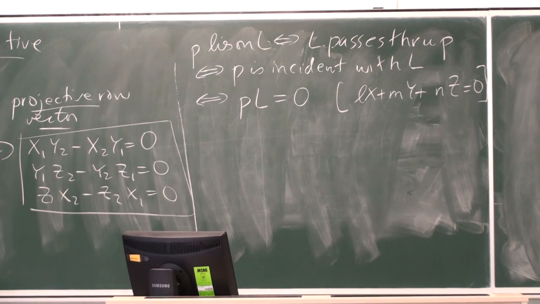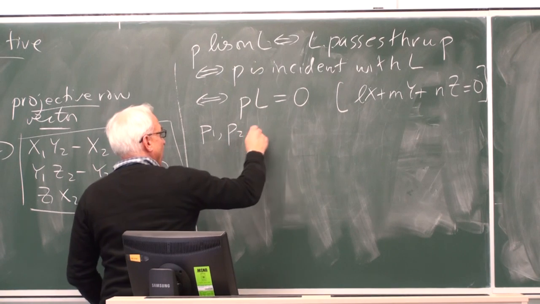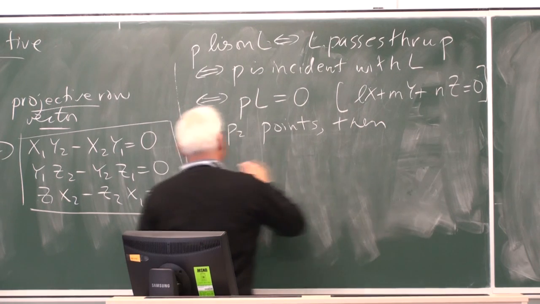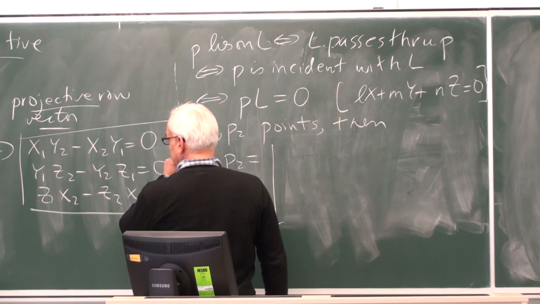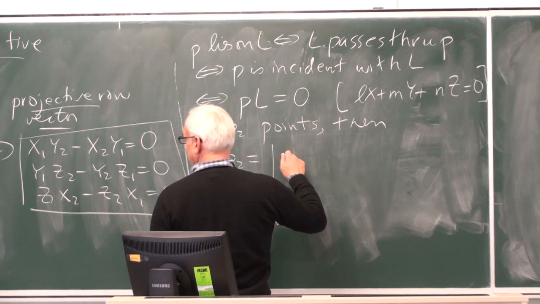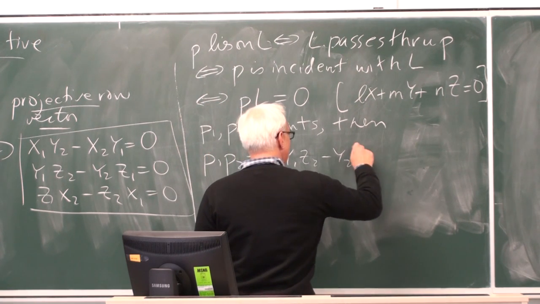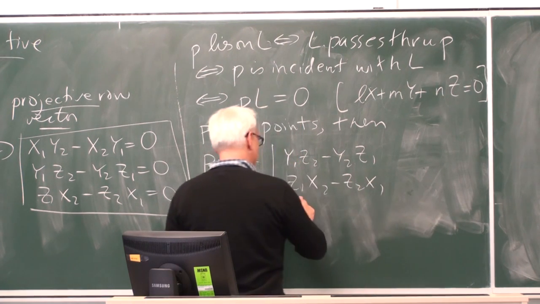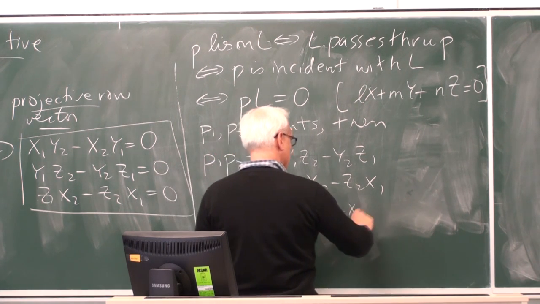Then we also had the idea of joining 2 points. So if P1 and P2 are both points, then we define their product, P1 P2, to be the line, well, exactly with these kinds of coordinates. So the first one will be y1 z2 minus y2 z1, and then z1 x2 minus z2 x1, and then x1 y2 minus x2 y1.